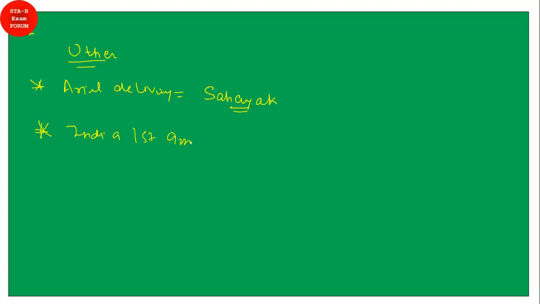There are some other things as well. I will put them in another category where DRDO plays an important role. First one is aerial delivery. What does aerial delivery mean? Sometimes food packets or anything need to be delivered through air quickly, so they have made an aerial delivery system called Sahayak. Next, they have made India's first 9mm pistol, called ASMI. Remember this name, ASMI. ASMI is India's first 9mm pistol developed by DRDO.